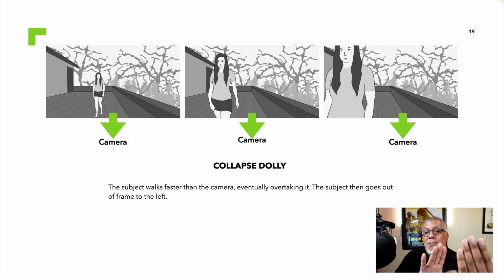Another one is the collapse dolly. So we're collapsing, we're going backwards. So you're filming, and this person's walking towards you, and then eventually they overtake you as well, okay?